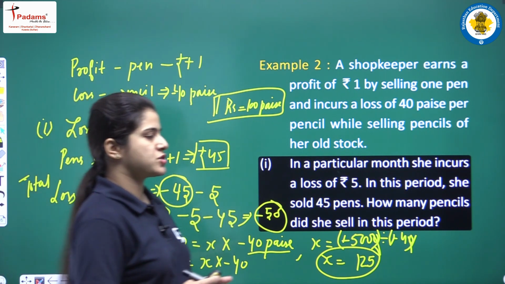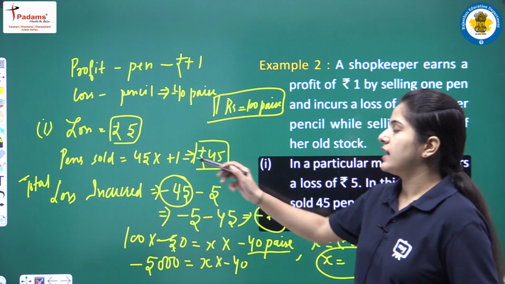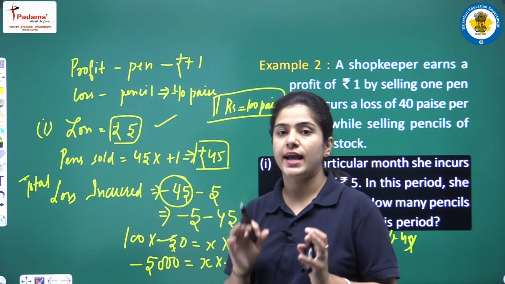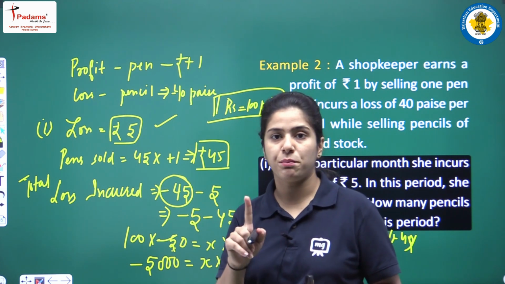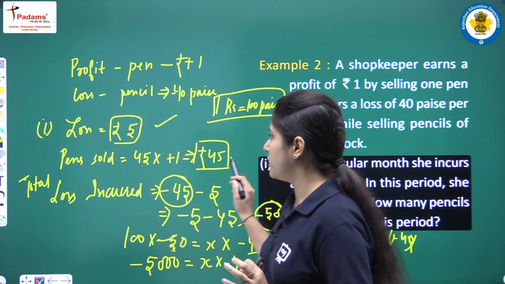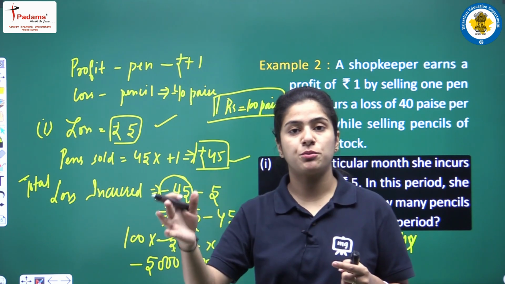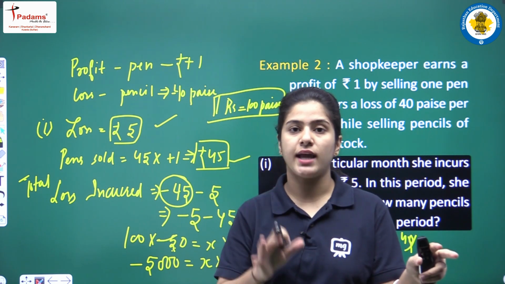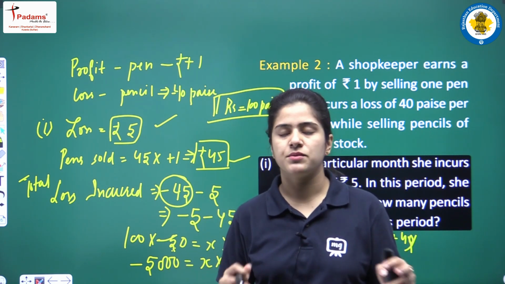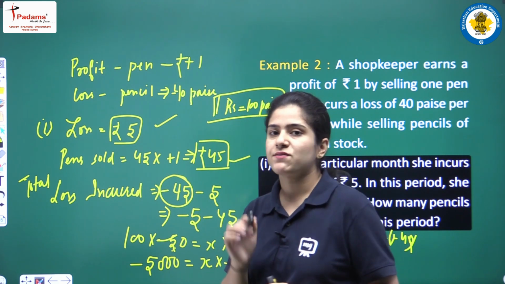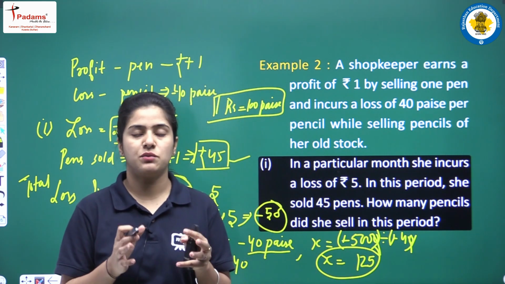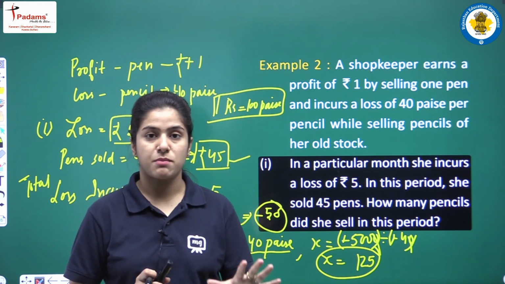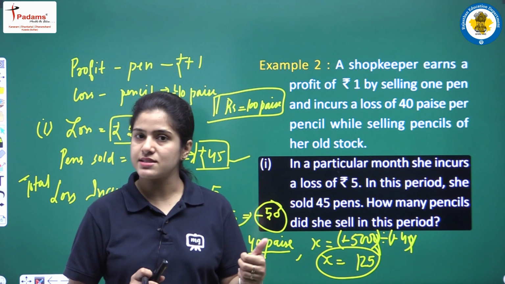So basically in this question, it is given to us that loss of ₹5, she has sold 45 pens, and for every pen she is getting the profit of 1 rupee. So 45 rupees profit is there, okay? Loss is 5 and we have the profit of 45. That means that the total loss is equals to minus 5 minus 45, that is equals to minus 50. Total loss of 50 rupees, and this 50 when multiplied with 100 will give us minus 5,000 paise, okay? And this minus 5,000 paise is the loss due to selling of the pencils, okay?